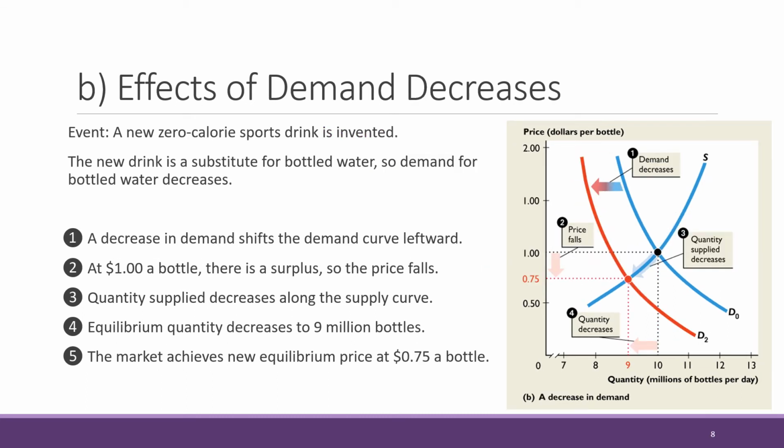Assuming that a new zero-calorie sport drink is invented, the new drink is a substitute of bottled water. Therefore, demand for bottled water decreases. This will shift demand curve of bottled water leftward. At $1 a bottle, quantity supplied is more than quantity demanded. Price of bottled water will decrease. This will reduce quantity supplied of bottled water to 9 million bottles with new equilibrium price at 75 cents a bottle.